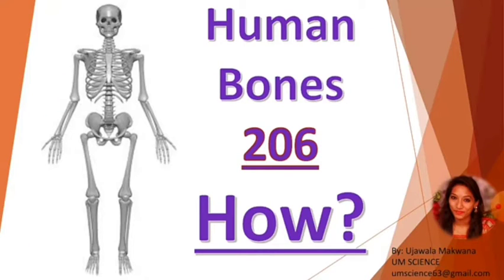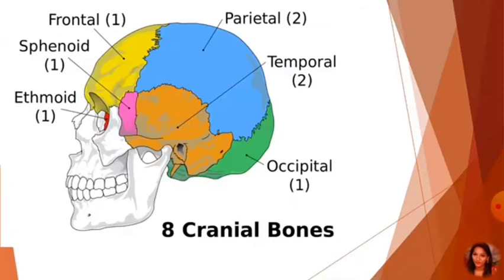Today we'll learn about how the human bones are 206. This is a big question. So first we will start with our skull.